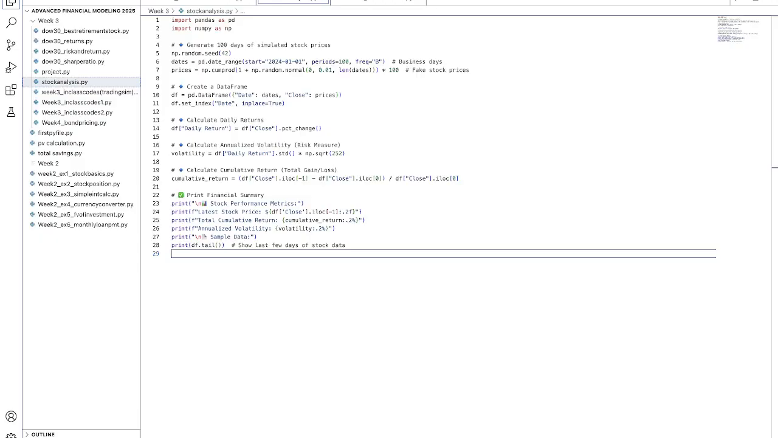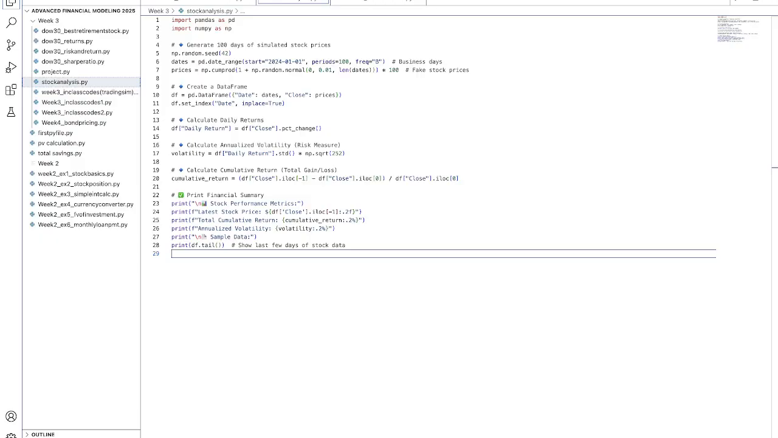Next up, we're going to calculate these financial metrics. For the daily return, it's going to measure percentage change in the stock price from one day to the next. And this matters because it's going to help investors understand short-term price movement and stock volatility.